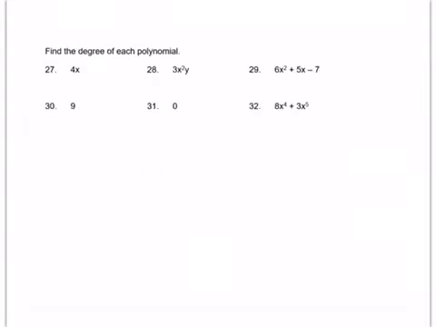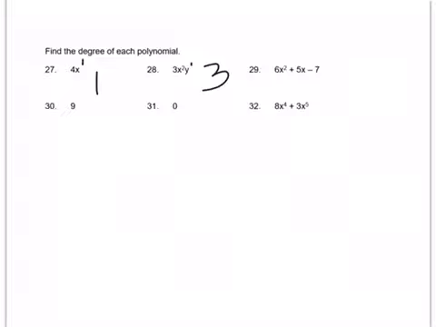Okay. Next, it says find the degree of the polynomial. Okay, so what you do is you add the exponents of our variables. On number 27, if there's just an x, that means it's x to the first power, so it's to the first degree. 28 is 3x squared y, so we got a 2 on the x. We've got a 1 on the y, so that means it's to the third degree.